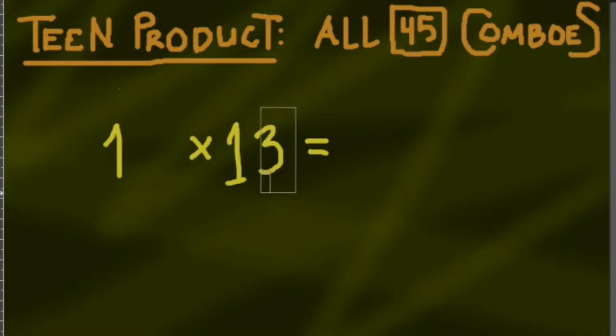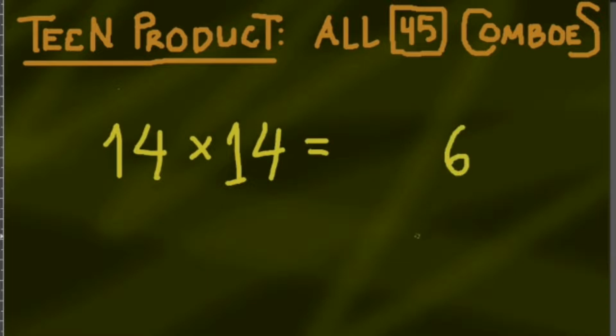Next up is 14. 14 times 14: this becomes 6. 14 plus 4 is 18. Plus 1 becomes 19. So 196.